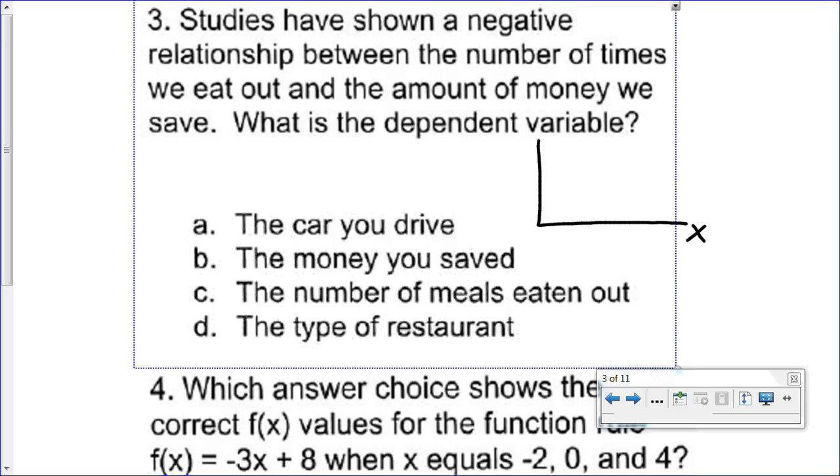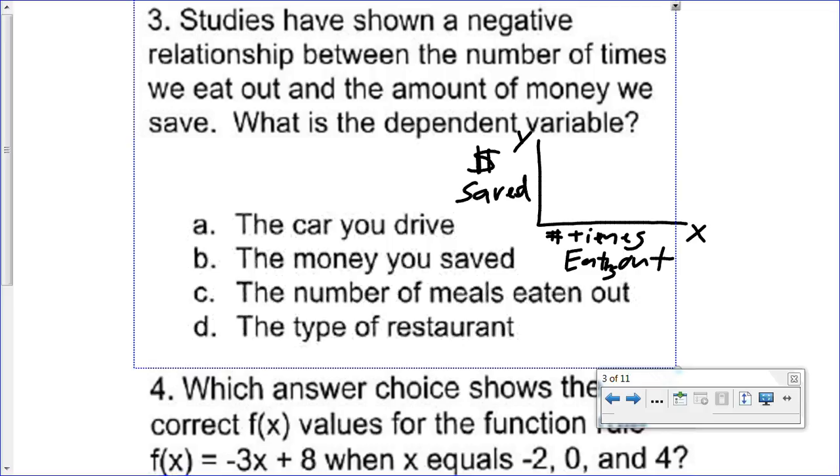we'll just label our axes as X and Y, just kind of get used to that, but they don't really have to be if we're just graphing it like this. We'll say number of times eat out, and I'm going to do this really quickly, and then money saved. Okay, so the number of times eating out and money saved.